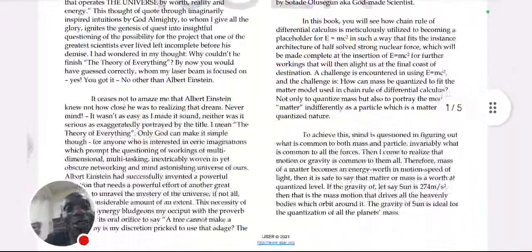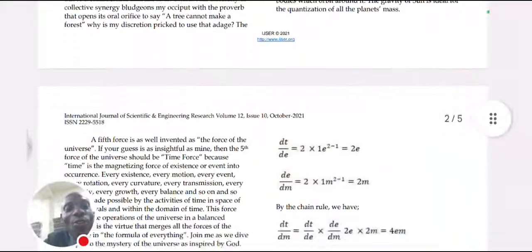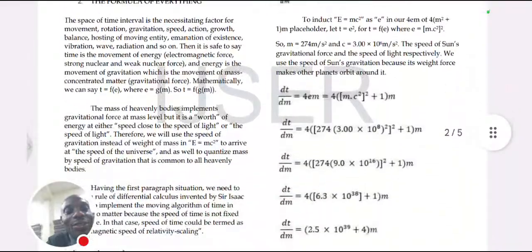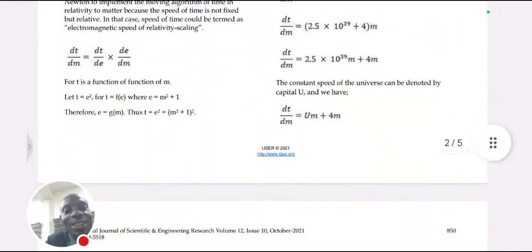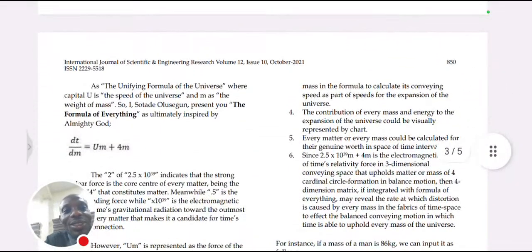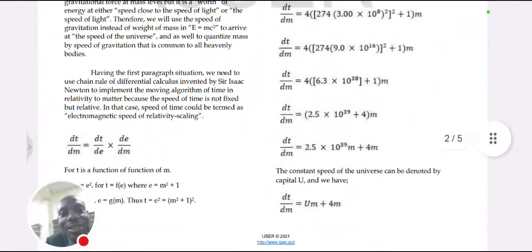So now, here you can see how the formula of everything is derived. Look at it. It starts from here.